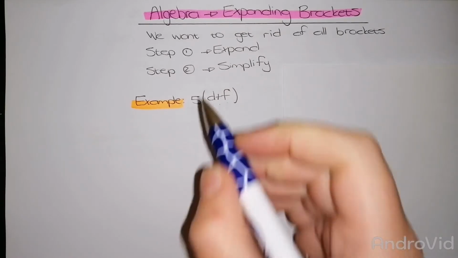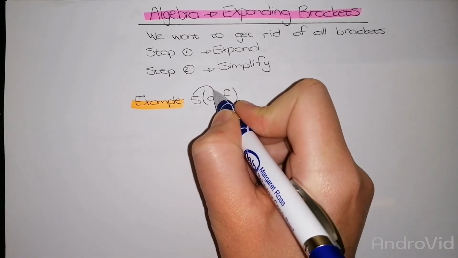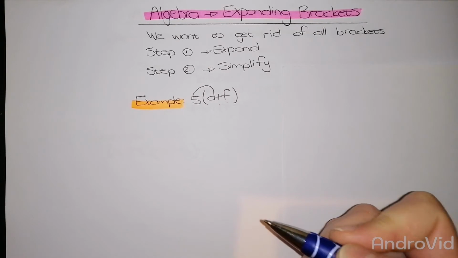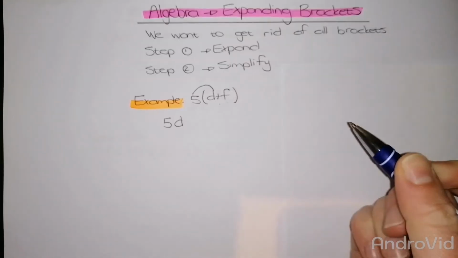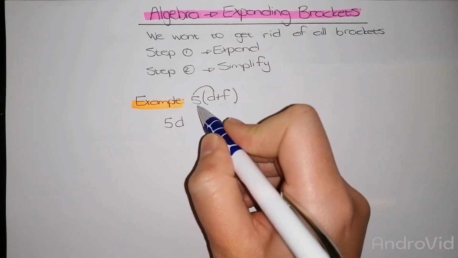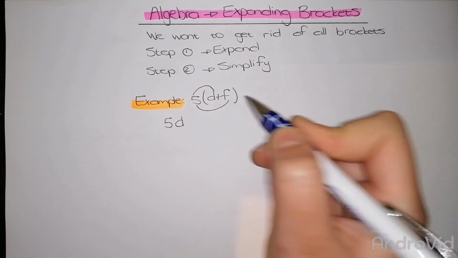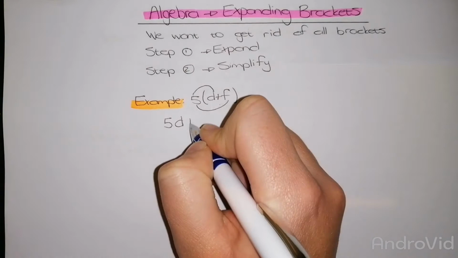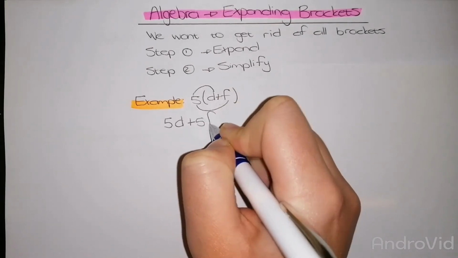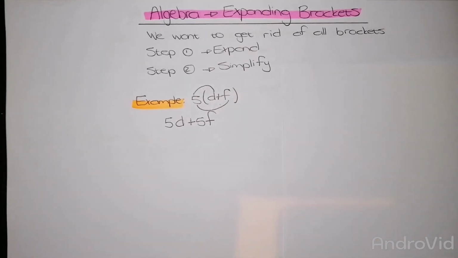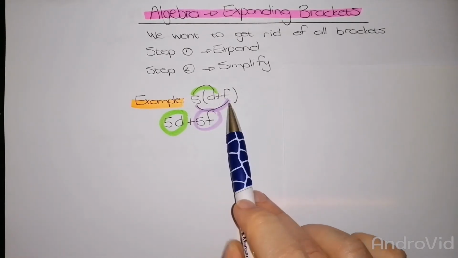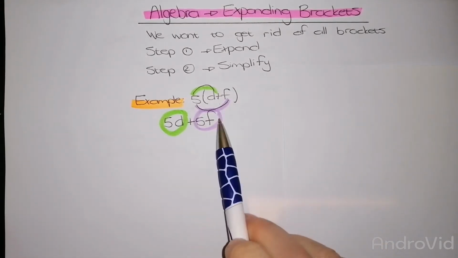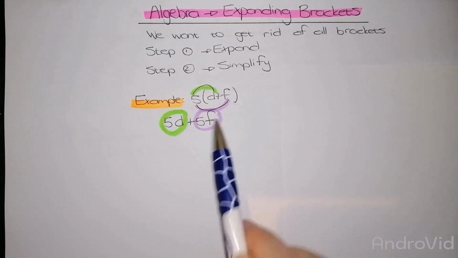So step one is multiplying my 5 with d. 5 times d is 5d. The second step is multiplying my 5 with f, and 5 times f is plus 5f. As you can see, inside the brackets there were two terms, therefore my answer also has to have two terms.